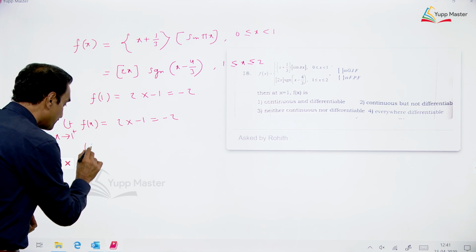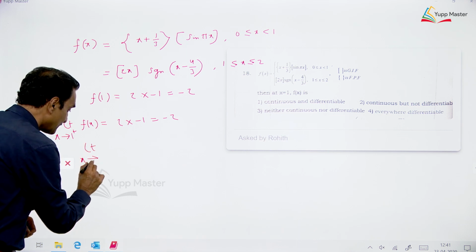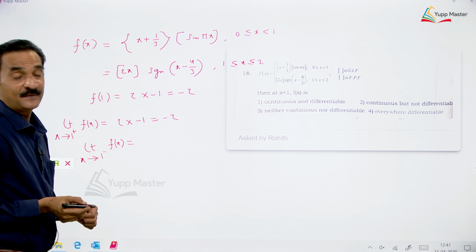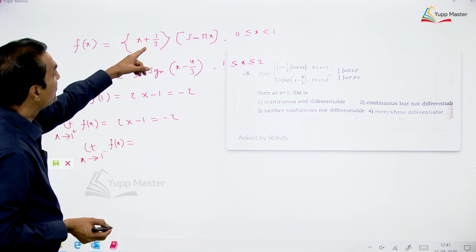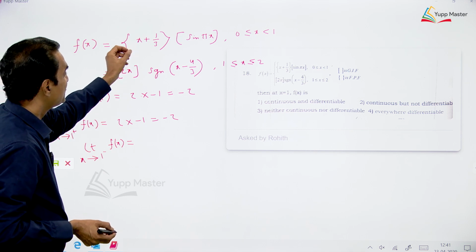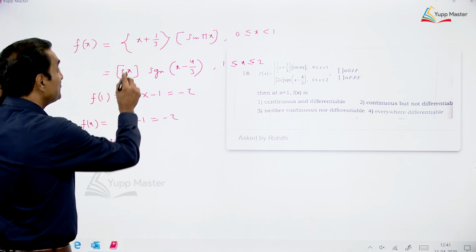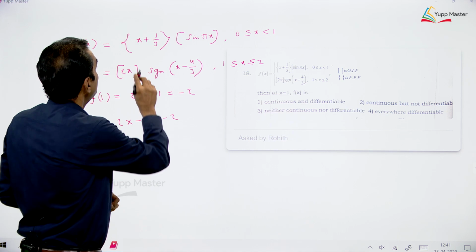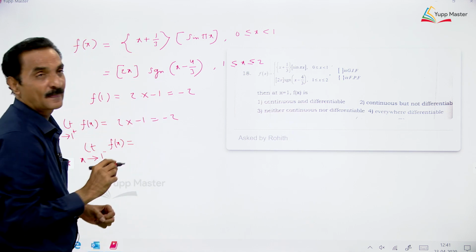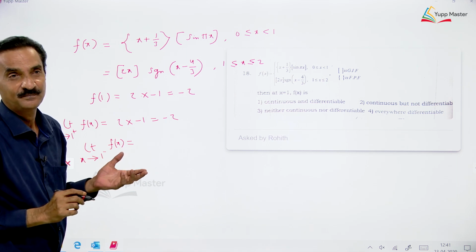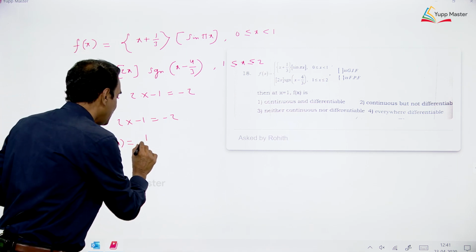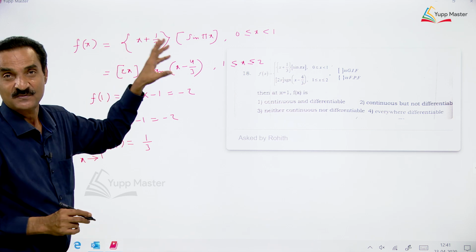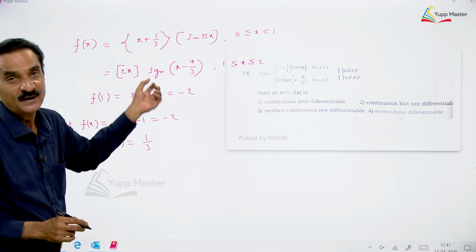Now, the left hand limit. As x tends to 1 minus, f of x is equal to, we have to take this definition. If x is just less than 1, what is the limit of this fractional part? It is 1 plus 1 by 3, so its fractional part will be approaching 1 by 3, is it not? So, it will be 1 by 3. If x tends to 1, the fractional part of x plus 1 by 3 will be approaching 1 by 3.